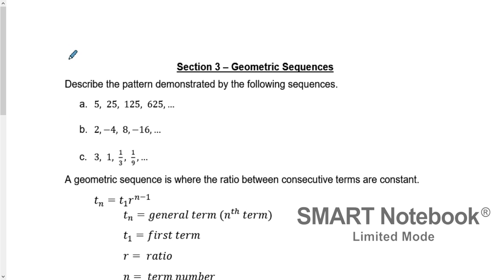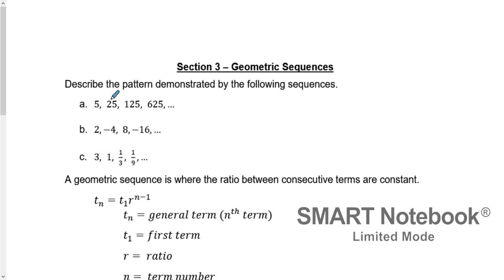Next, we will move on to geometric sequences. So we have arithmetic sequences and arithmetic series. Now we have geometric sequences. Just like we talked about arithmetic sequences, we're going to talk about these geometric sequences in the same way, describing the pattern that's going from 5 to 25 to 125 to 625.